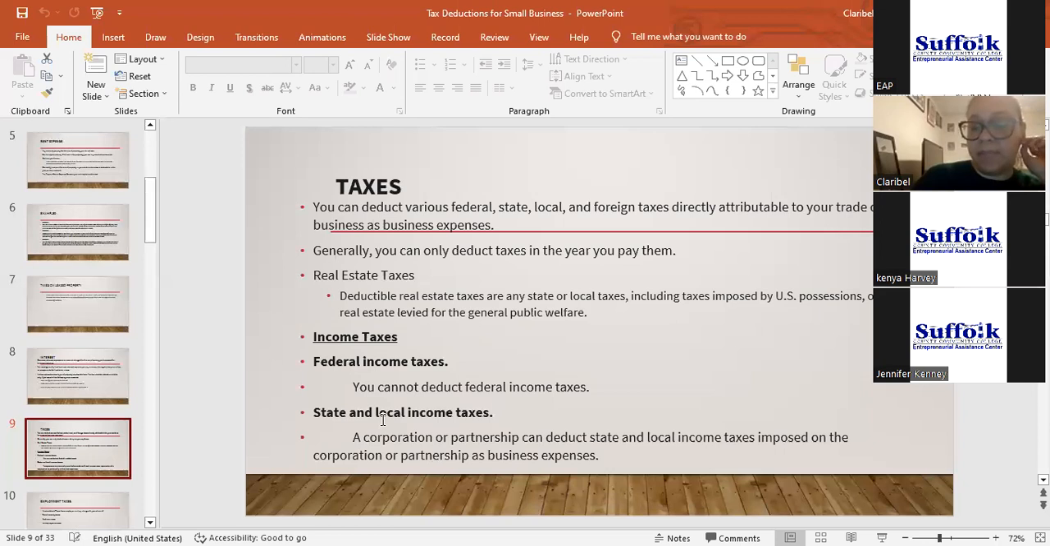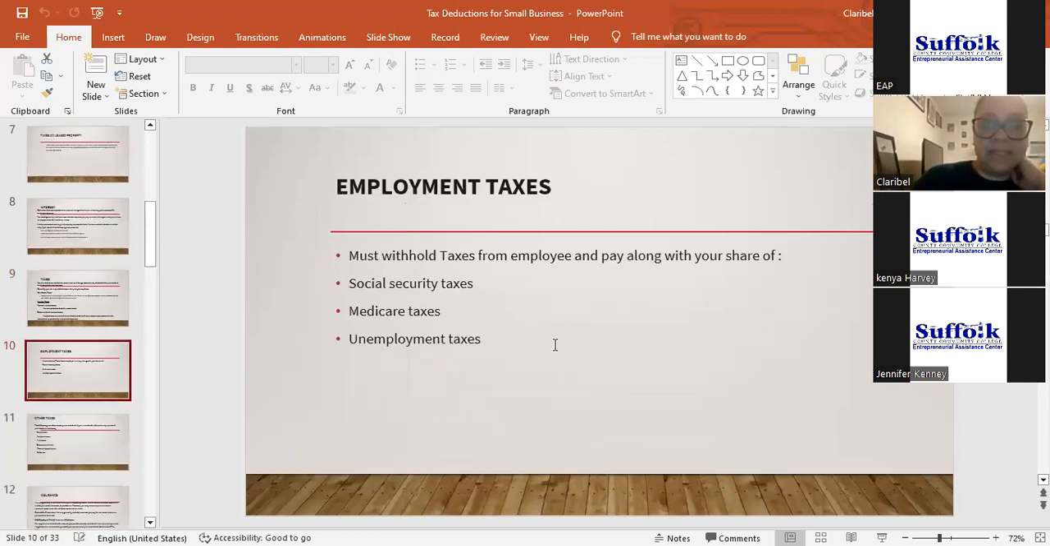But for any payments you made towards state income tax, a corporation or partnership can deduct state and local income tax imposed on the corporation as a business expense. Employment taxes: if you have employees, you must withhold taxes from them, and you pay that along with your share of the taxes, which will be Social Security and Medicare. And if you let them go, you have to pay unemployment taxes also.